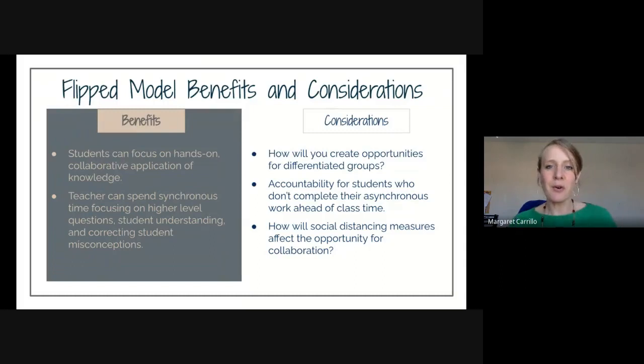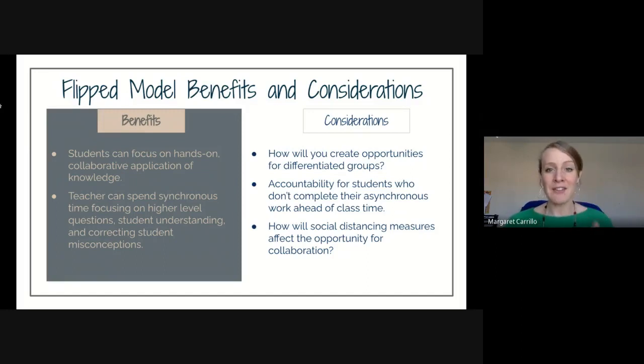And of course, some considerations that we would want to have for a flipped model is the opportunities for differentiated groups. How are we going to work with our students in synchronous models with that collaborative component where it is differentiated enough and personalized enough for the students?